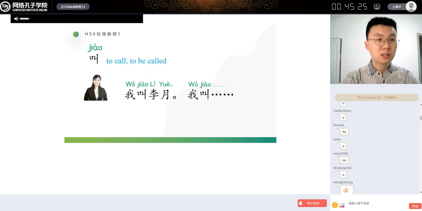Let's look at this one. When we want to introduce ourselves or introduce others, we will use a verb, 叫. 叫 means to call or to be called. For example, let's look at this sentence. 我叫李月. After 叫, you can use your name or your friend's name. So we can use this sentence to introduce yourself, like 我叫 something. Do you have a Chinese name? If you have a Chinese name, you can type this sentence in the chat box. 我叫 your name.